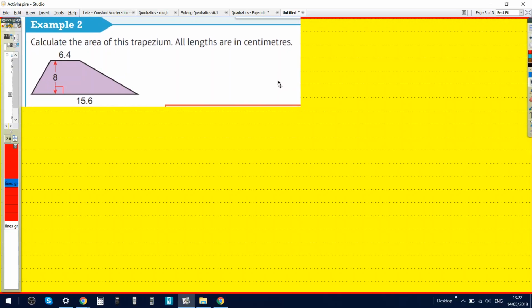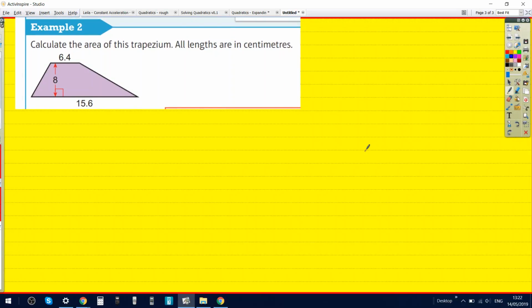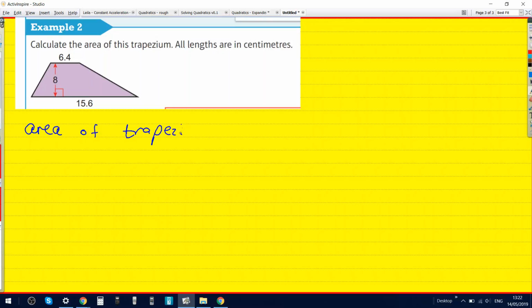Okay, so base 15. So would it be, to work out the base of the triangle, 15.6 take away 6.4? Do you remember the area of a trapezium formula? I can't really remember it. Half times A plus B. A and B are the parallel sides.